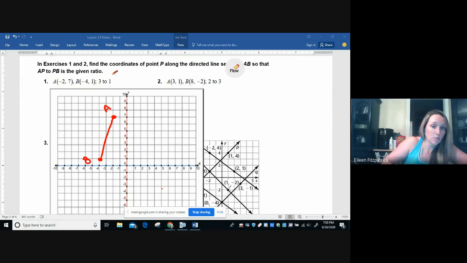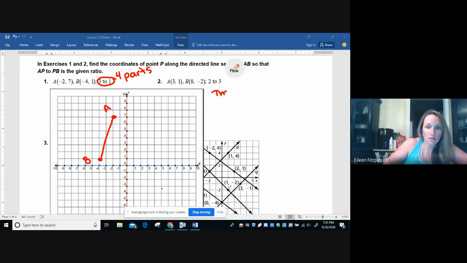It's going to be a total of 4 parts. Okay, 4 parts. And that 4 I got by simply adding the 1 and the 3 together. 3 parts and 1 part is a total of 4 parts. Okay, so we're going to think about dividing the segment into 4 parts.